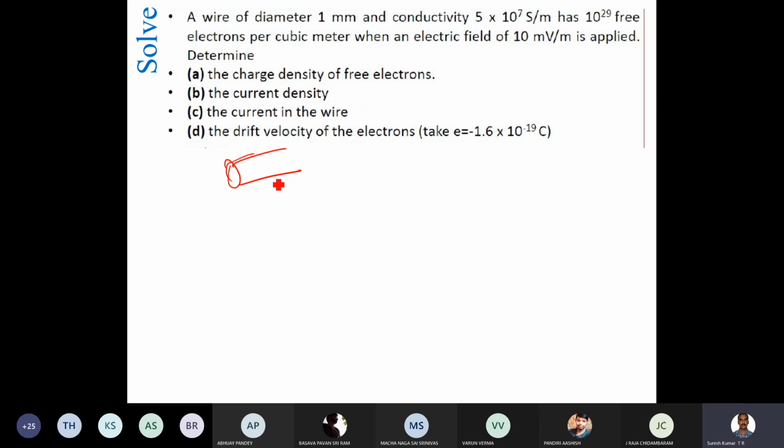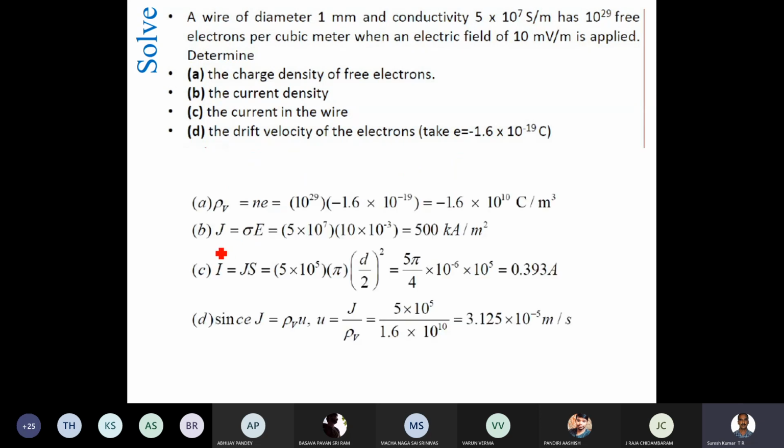So a wire of radius 1 mm and conductivity is given. Number of free electrons, all this stuff, is given. Then applied electric field, all these details are given. First, you need to calculate the charge density of the free electrons. I'll directly show that. They can calculate the charge density. You need to multiply.